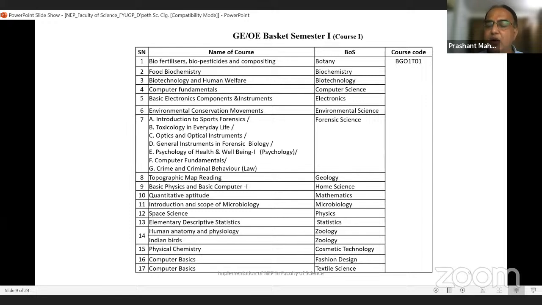And as you are aware, there are 2 open electives in a semester. Means 2 open electives in the first semester, 2 open electives in the second semester, a total of 8 credits, 4 open electives. So this is the list of the open electives, semester 1, course 1. If you see here in the last column, B is for BSc, GO is for generic open elective, 1 is for the semester, T is for theory, and which number of theory is this? This is number 1 theory.